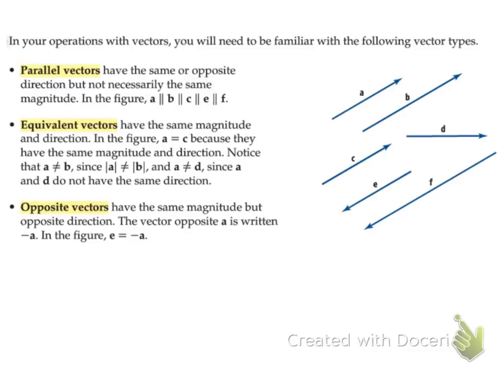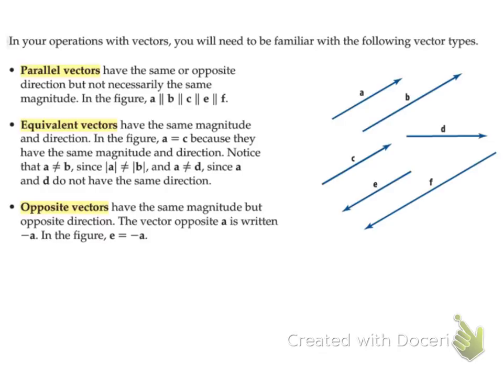Opposite vectors. Or should I go back up there? We got some more information there. It says, notice that A does not equal B, since the absolute value of A does not equal the absolute value of B. Absolute value of A and B there really means magnitude. So I really should say the magnitude of A does not equal the magnitude of B. Notice that they are going in the same direction for A and B, but B has a longer length, which means the magnitude is larger.